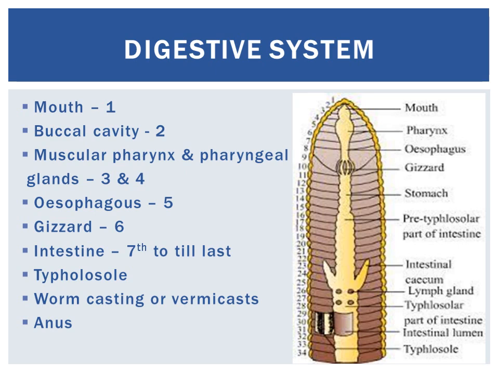Then this gizzard leads to the intestine. The intestine commences from the 7th segment and continues till the last segment. Okay, then can you watch this intestine there? On the dorsal side, the intestine has some foldings. These foldings are known as typhlosole.